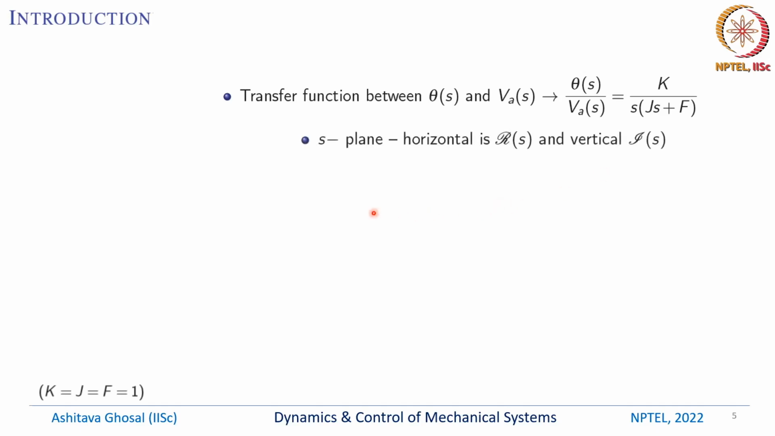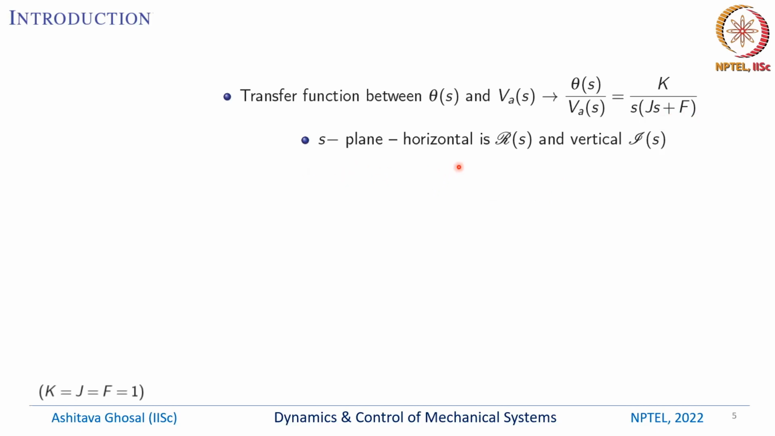We can plot these poles and zeros. So poles are the roots of the denominator polynomial. In this case, it's a quadratic polynomial. It is s into (js plus f) equal to 0. That is how we will find the roots of the denominator polynomial. So there will be two such roots, and we will plot these roots in the s-plane.